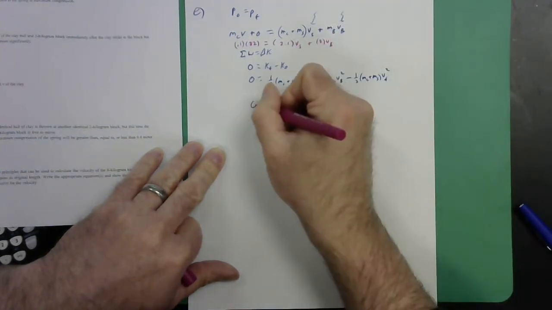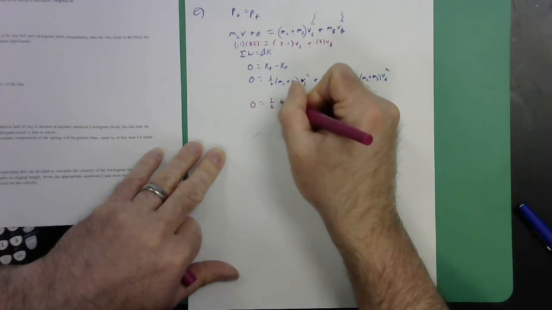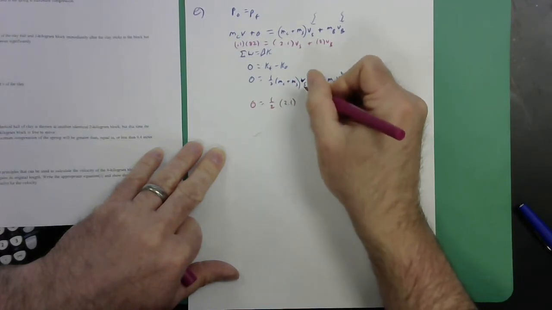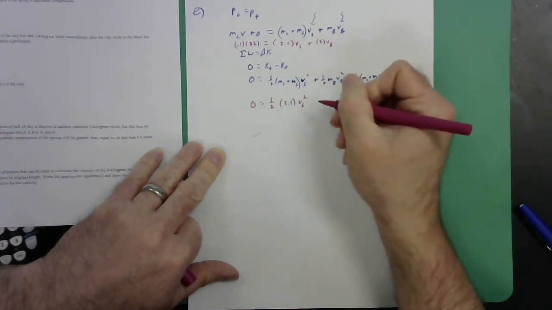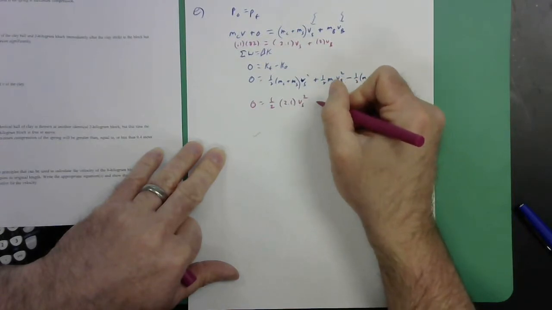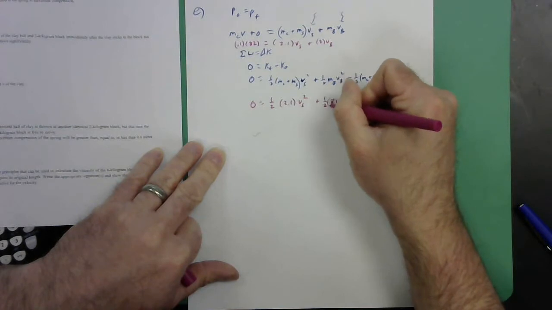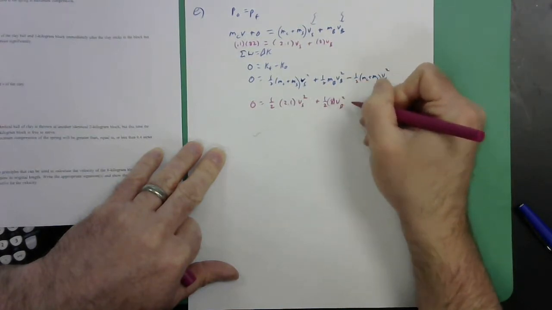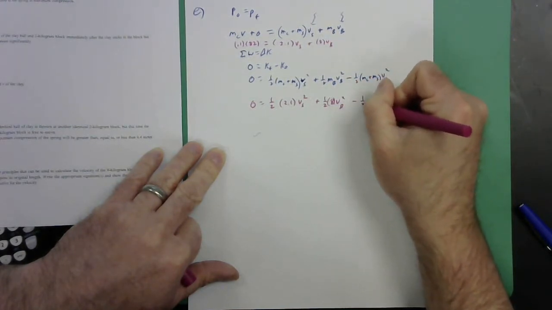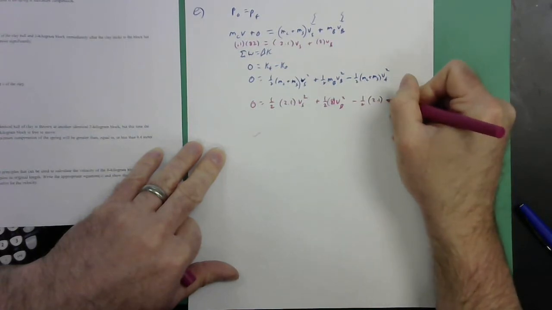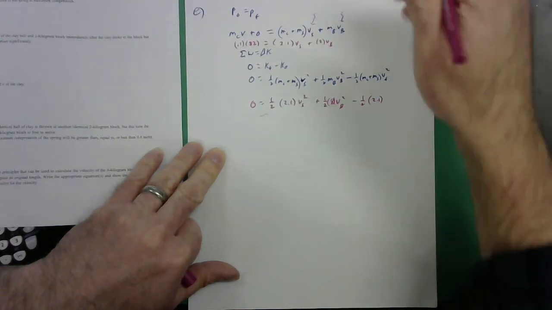This equation is going to be 1/2 the mass of the clay plus the small block times the velocity they're moving at afterwards squared, plus 1/2 the mass of the big block times the velocity the big block has afterwards that we're trying to find, minus 1/2 the mass of the clay and the small block together times that VF that we calculated to be 3.9.